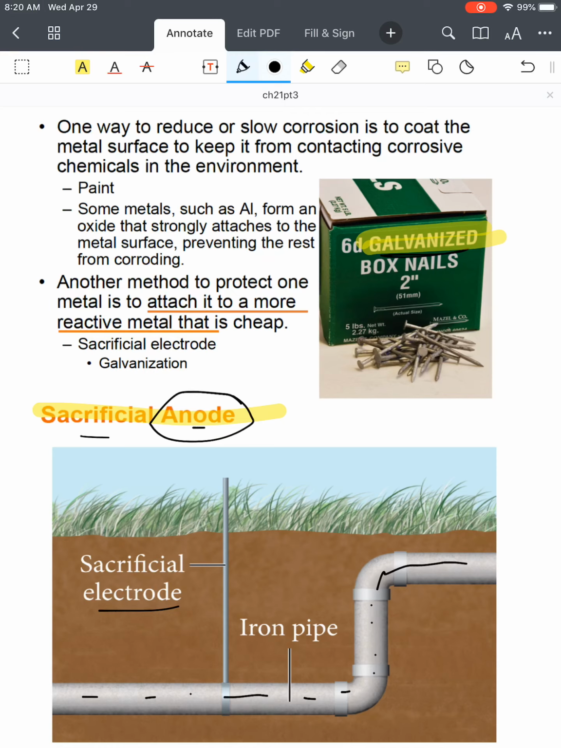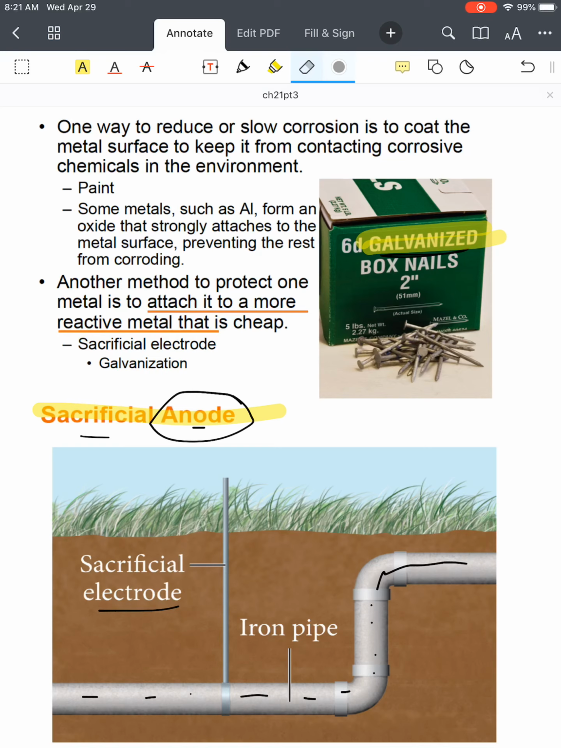And all this is basically another piece of metal. This is shown in the figure right here, okay? It's basically another piece of metal, and this metal is just placed in electrical contact with the device that you want to protect. In that case, it's the iron pipe. So you basically just let them touch. They're in electrical contact, so electrons can go in and out of either one.